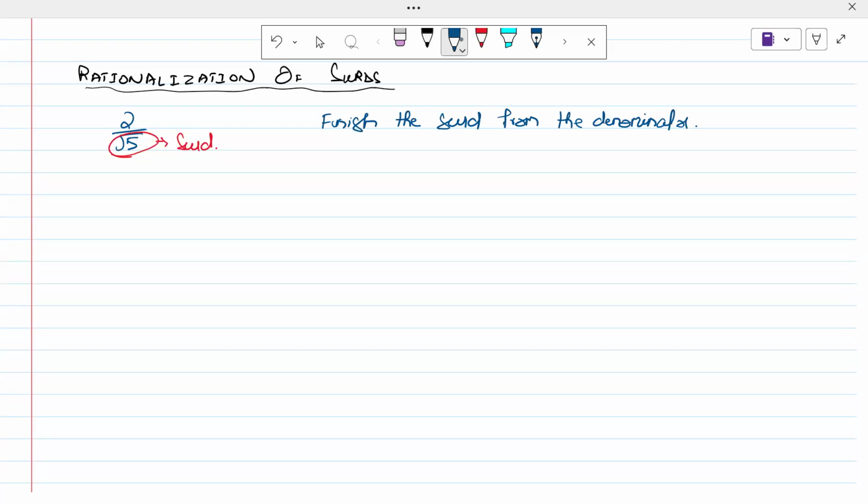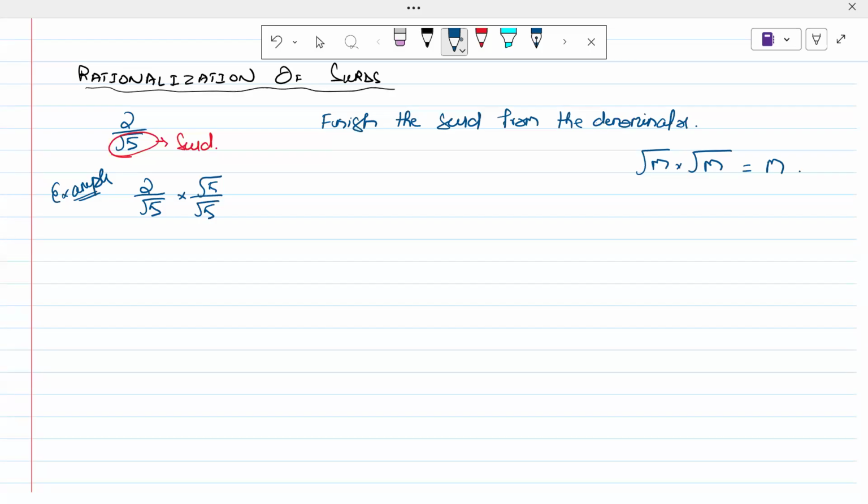How do we do this? We use this simple technique: when the same surds multiply, the roots get finished. The same is the situation here. If, for example, we have to rationalize this 2 upon under root 5, what we do is we multiply both numerator and denominator with the same surd number. This process will not affect the overall value of the number.